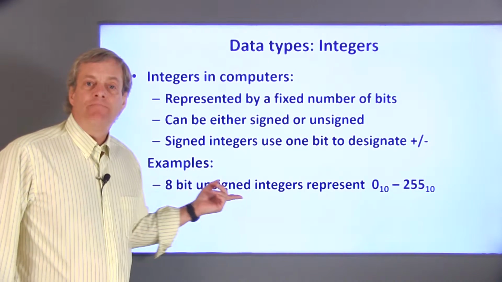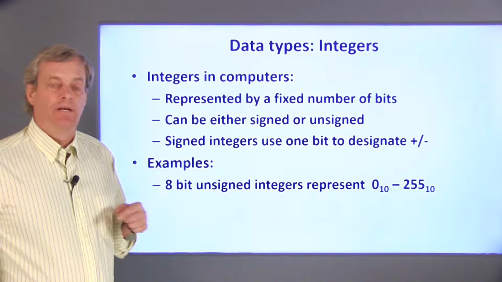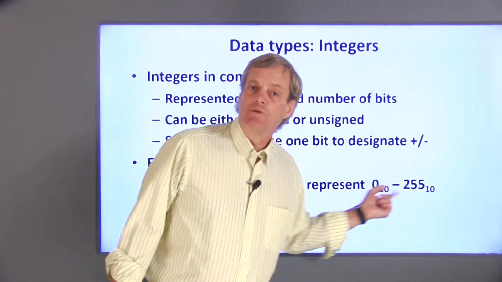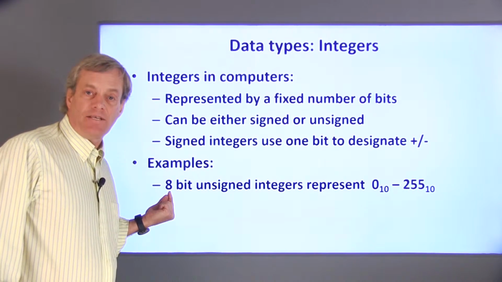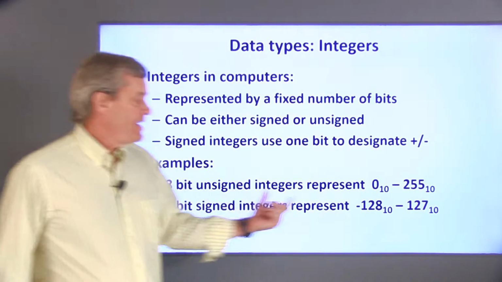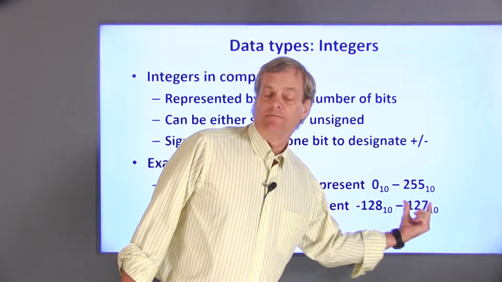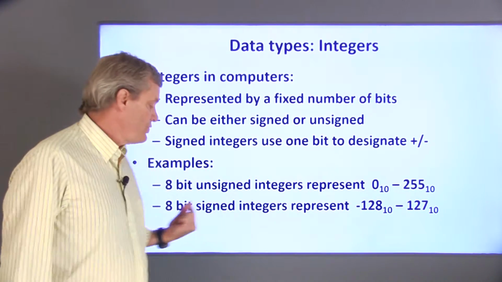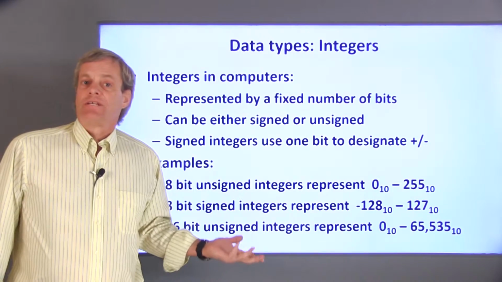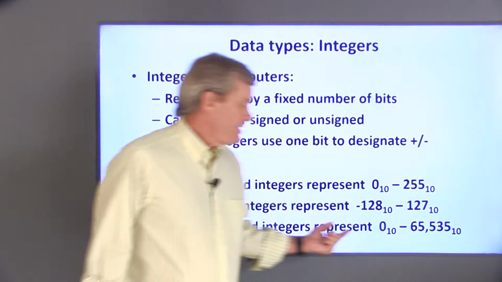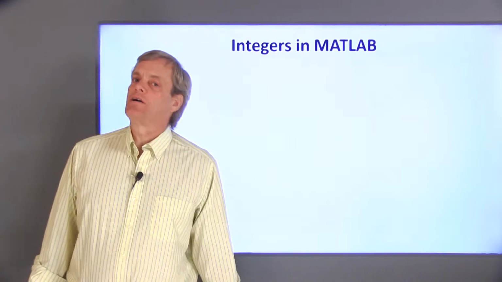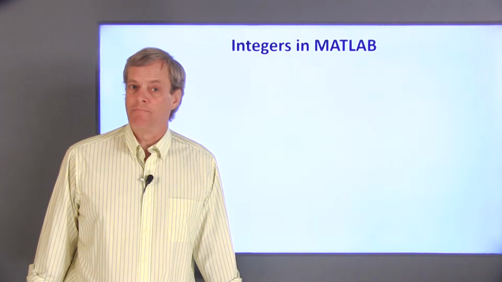For example, an 8-bit unsigned integer can be used to represent numbers from 0 to 255 in a base 10 numbering system. Notice that we have 256, or 2 to the 8th possible combinations here. An 8-bit signed integer can represent numbers from negative 128 to positive 127. This is still 256, or 2 to the 8th possible combinations. A 16-bit integer has 2 to the 16th possible combinations, which can represent base 10 numbers from 0 to 65,535. Now let's talk about how integers are specified and used in MATLAB.